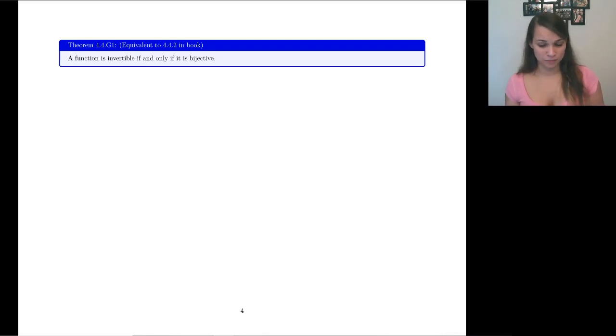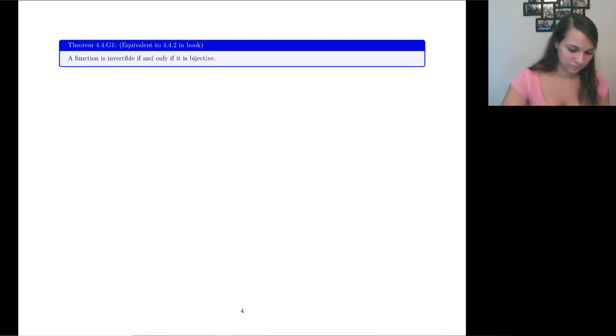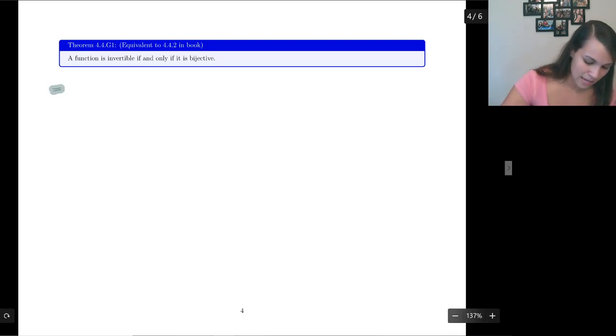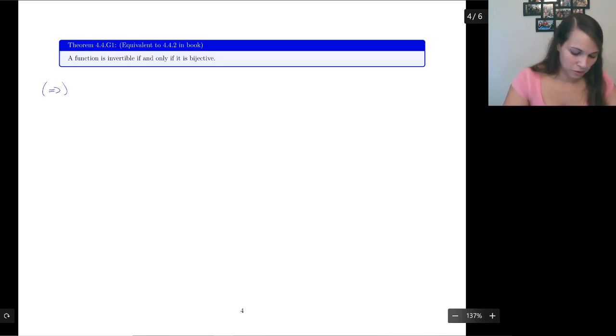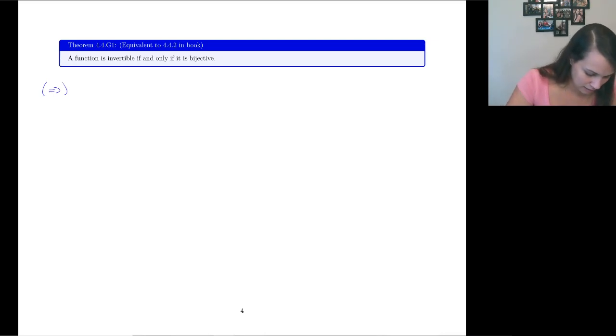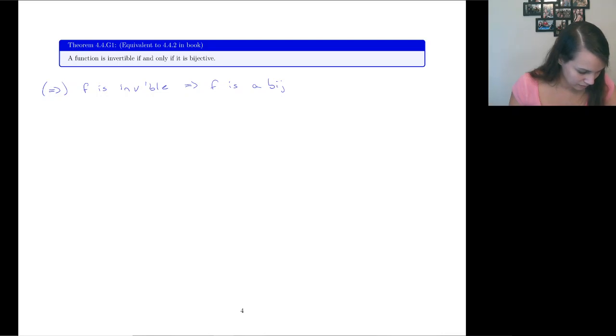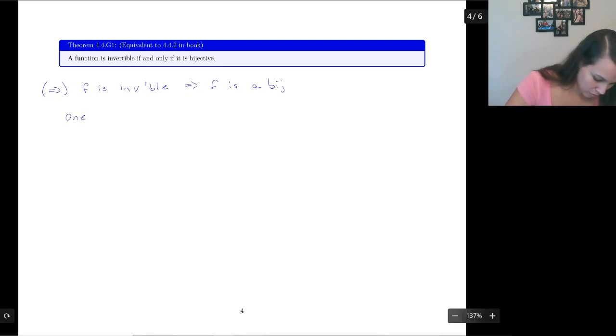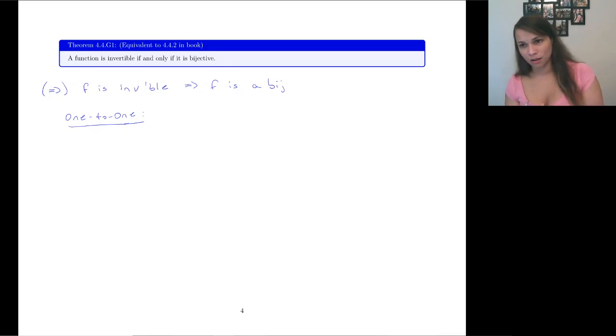Let's try and prove this though. Step 1, it's an if and only if, so we're going to have to go both directions. That means the first thing that we're going to say is f is invertible implies that f is a bijection. And then we get to start with 1-to-1, because f is a bijection means it is both 1-to-1 and onto.